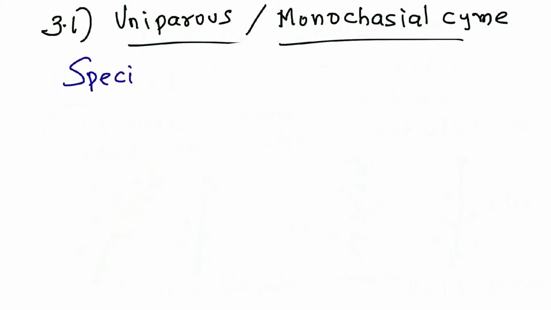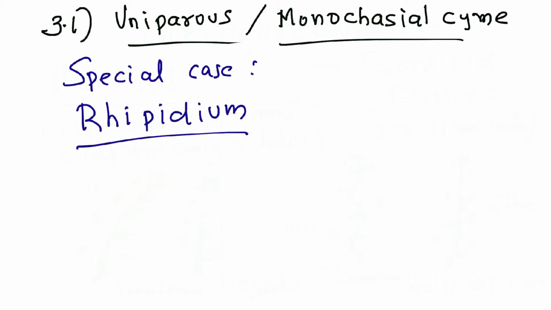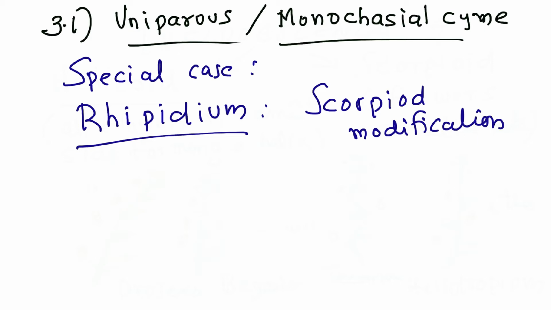Now, before going on to the next, there's a special case of the Scorpioid subdivision, which we just discussed, and it is called the Rhipidium. So what is Rhipidium? Rhipidium basically is a modification of the Scorpioid variation of the monochasial cyme. And here, what is the key difference? What is the characteristic point as far as Rhipidium is concerned?